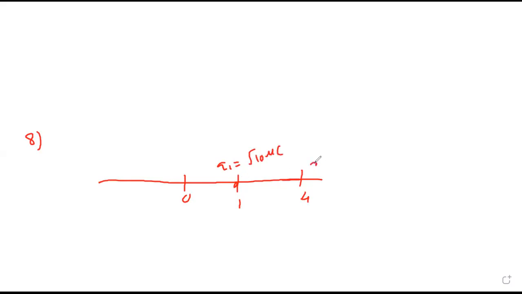Sum number 8. Two point charges Q1 root 10 microcoulomb and Q2 minus 25 microcoulomb are placed at x equal to 1 and x equal to 4 respectively. Again, a beautiful sum. Two charges, root 10 and minus 25, are at 1 and 4 on the x-axis. 0, 1, 4 on the x-axis. This is Q1 equal to root 10 microcoulomb and Q2 is minus 25 microcoulomb.